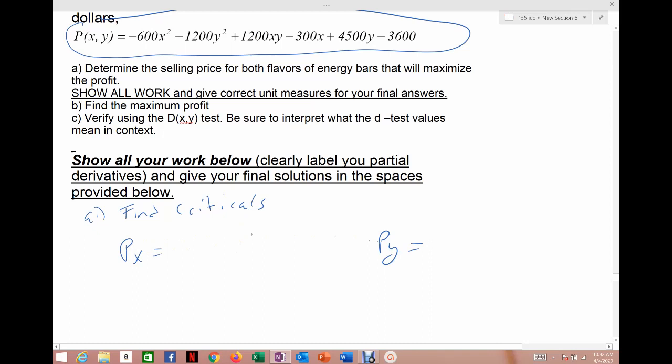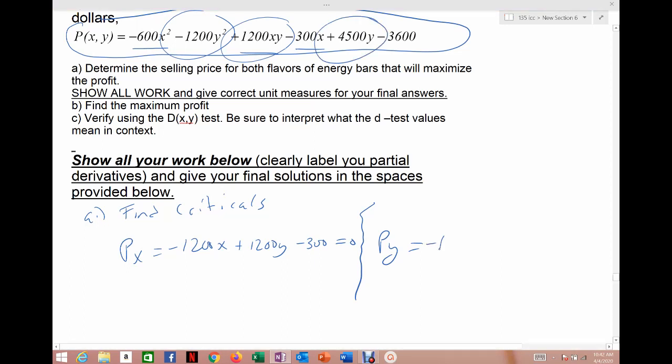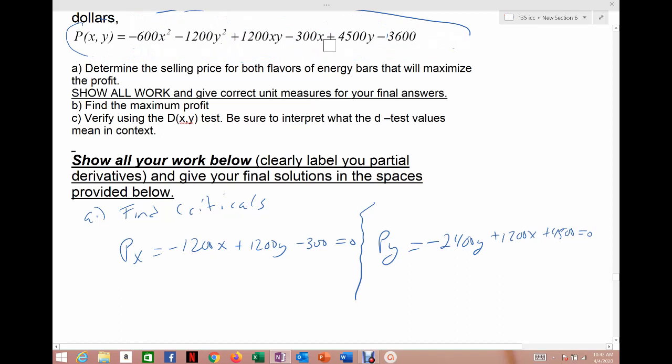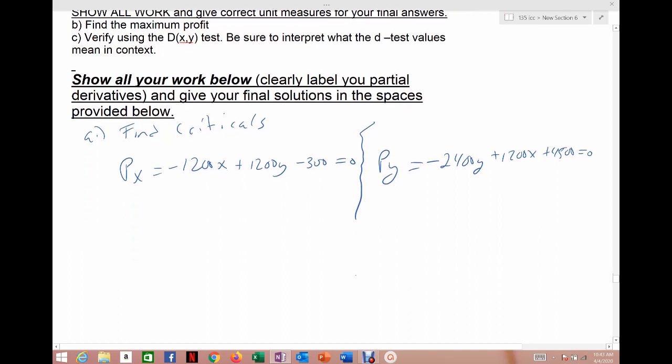Alright, first order derivative in this case, looking at my x values, -1200x plus a +1200y minus 300 set equal to 0. And then with respect to y. Alright, -2400 y plus 1200x plus 4500, set it equal to 0. Alright, so there's my first order derivative, and it's linear, and actually we've done this one before. Alright, but now we're doing it in terms of an application.